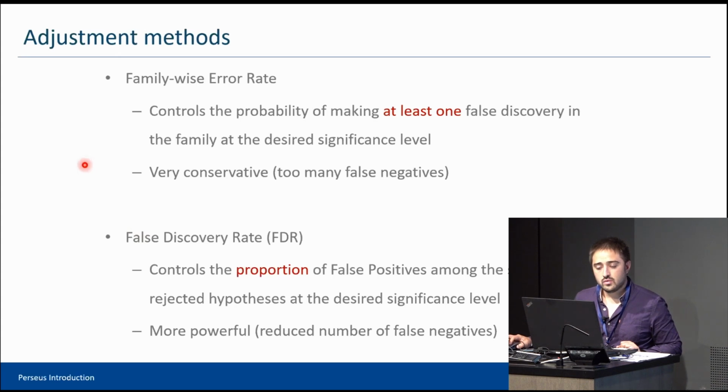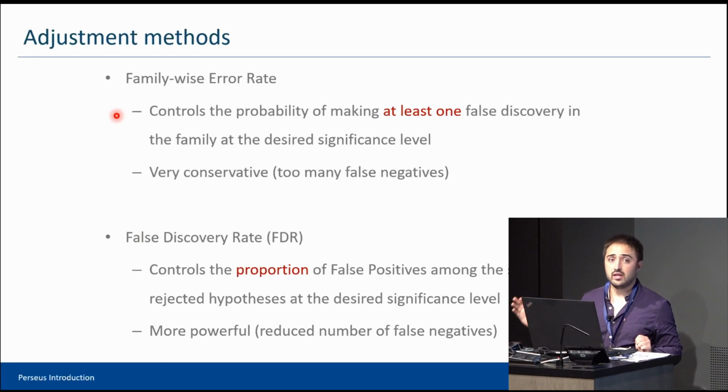Exactly. So the first one, the family-wise error rate, is very conservative, very strict, and you will lose a lot of information. It basically takes your significance value and divides it by the number of tests you made. If I made 10,000 tests and I defined a significance value of 0.01, then I divide it by 10,000, and this will be my new significance value. You can do it, of course, but then you will lose a lot of information.